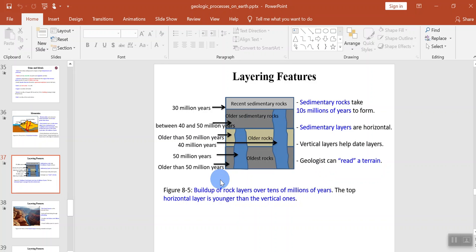So here we're showing rocks, buildup of rock layers over tens of millions of years. So you see, for example, that there was a layer here, and then there was magma. There's another layer, and then there was magma. So you can tell that this is the youngest, then this one, this one, this is the oldest.